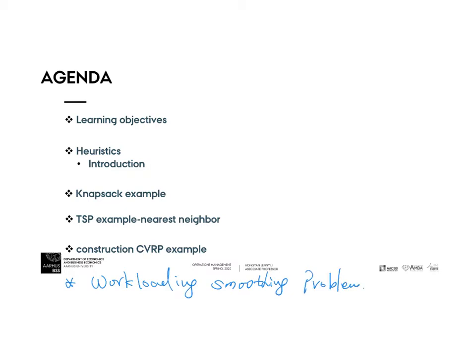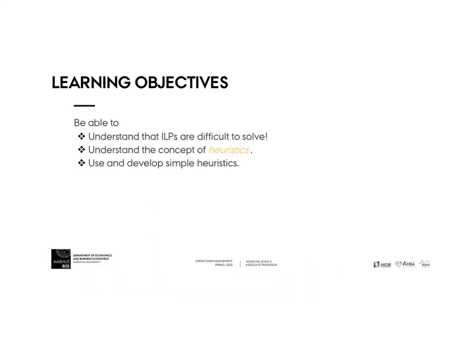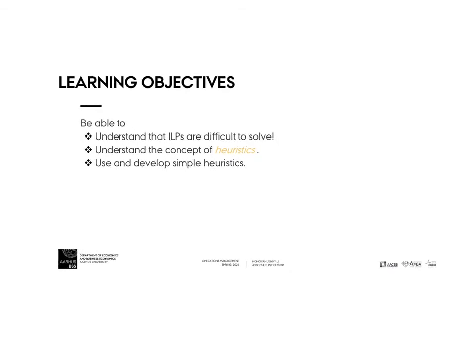So all these problems actually are difficult to be solved to optimal, especially when the problem is large. So we pursue heuristics. So learning objectives: be able to understand that integer linear programs are difficult to solve. We actually have done different types of integer linear programming models. Normally this type of problem is NP hard, so it takes a long time to solve.